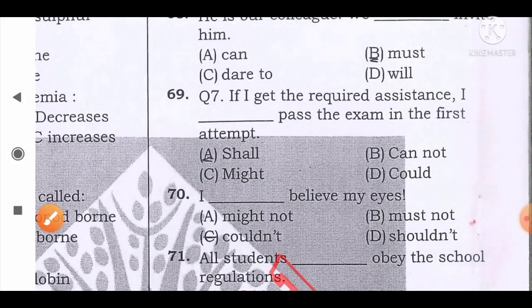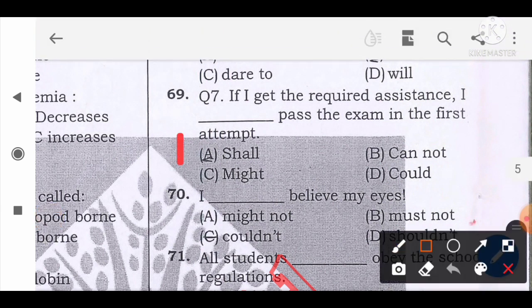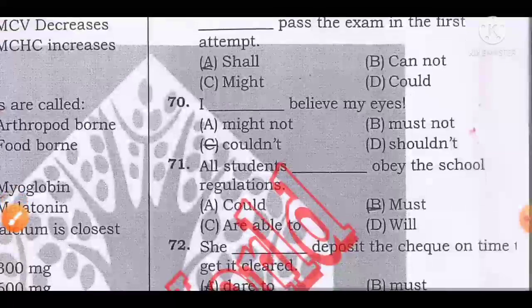Move to the next question, number 69. If I get the required assistance, I blank pass the exam in the first attempt. Option A, shall. B, cannot. C, might. D, could. And the correct answer for this question is A, shall. If I get the required assistance, I shall pass the exam in the first attempt. So option A, shall, is the correct answer for this question.